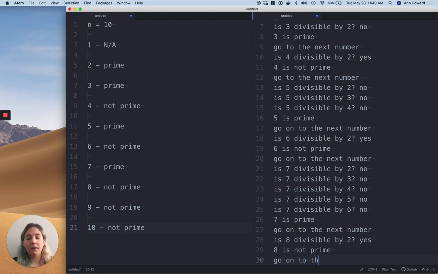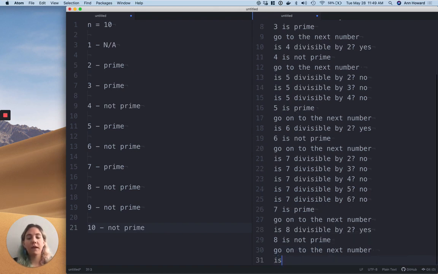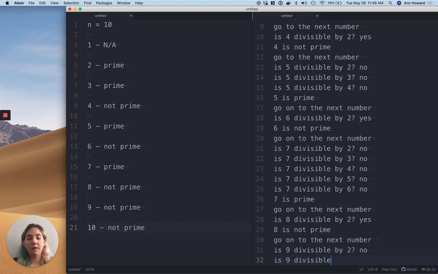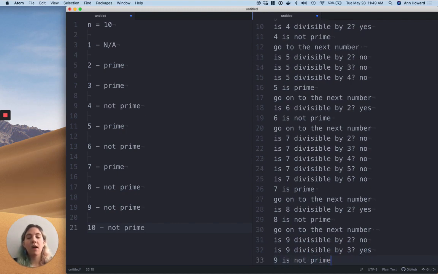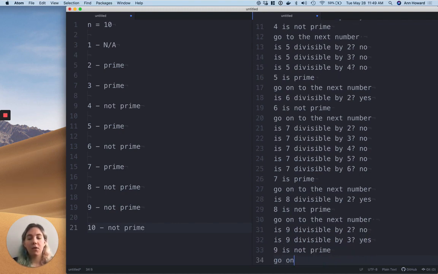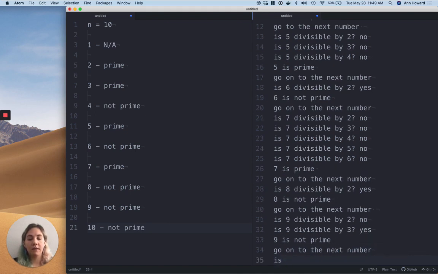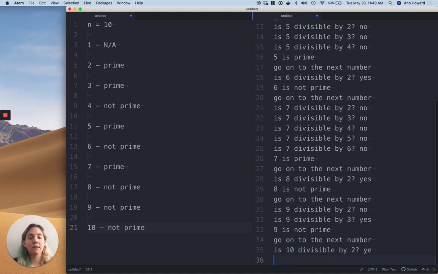Go on to the next number. Is 9 divisible by 2? No. Is 9 divisible by 3? Yes. 9 is not prime. Go on to the next number. Is 10 divisible by 2? Yes. 10 is not prime.